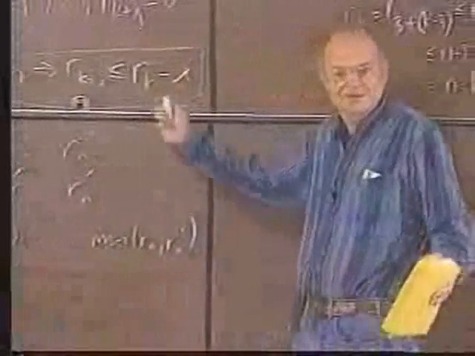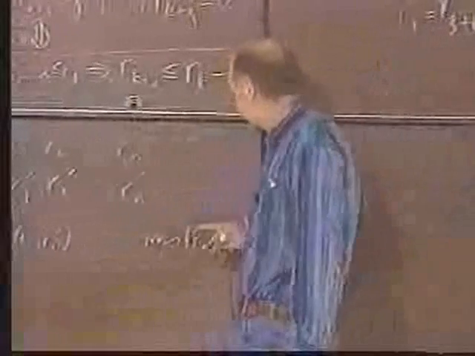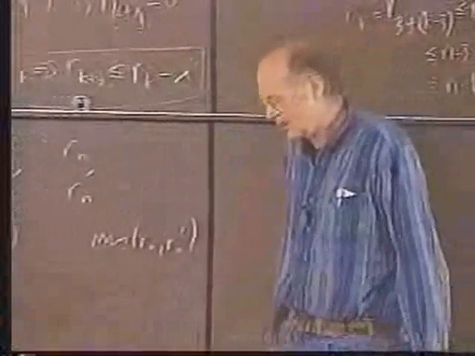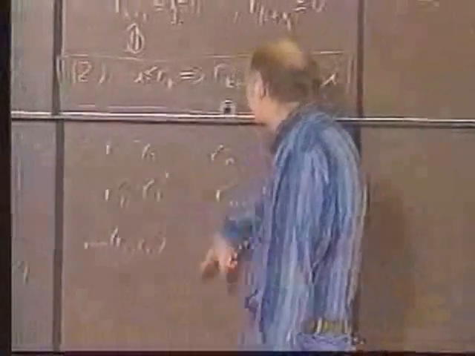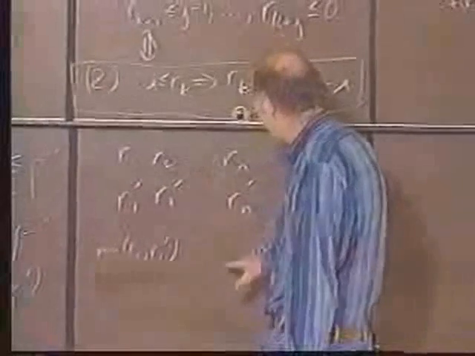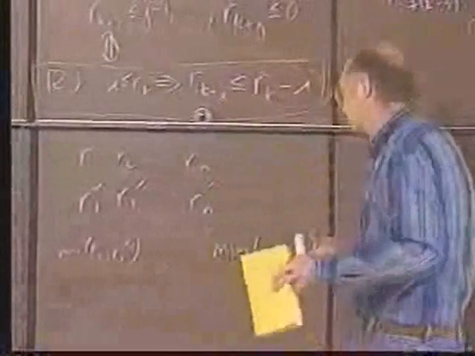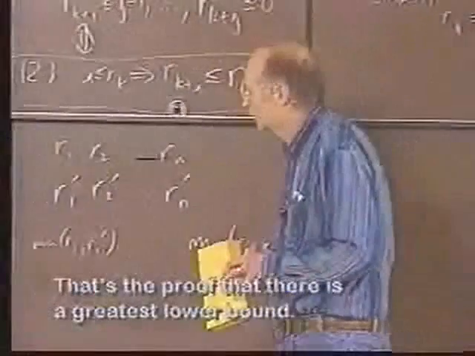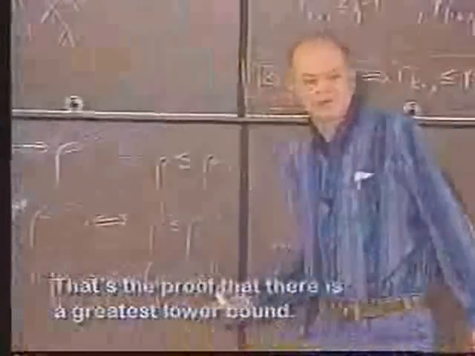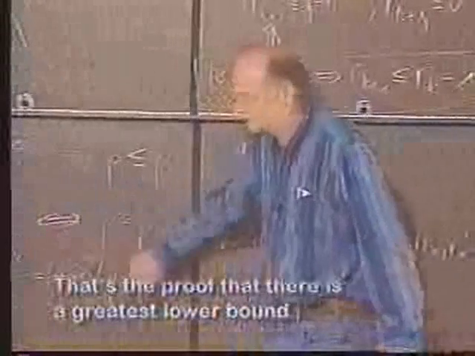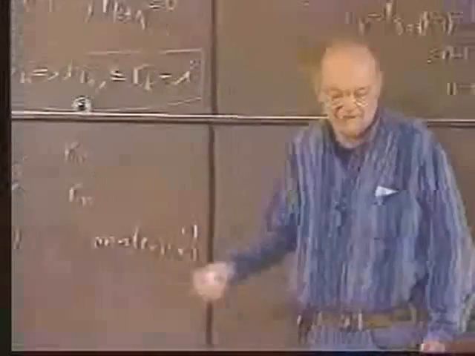Because if anybody is less than both of them, it has to be less than or equal to this one. This is the biggest we could possibly get. And anything else less than both of them would have to be less than or equal to the minimum of the two guys. So that's the proof that there is a greatest lower bound. I haven't proved the other side of this law, but as soon as I prove that, then I've got a greatest lower bound.